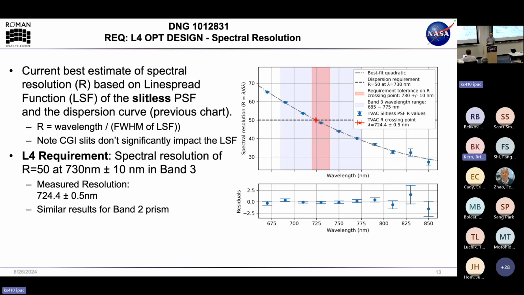Something important to note here is that this was actually a slitless point spread function, but the slits in CGI are really intended for speckle suppression around that PSF. They don't change the line spread function too much. So this is a relatively fair assessment of what we think we can do on orbit.